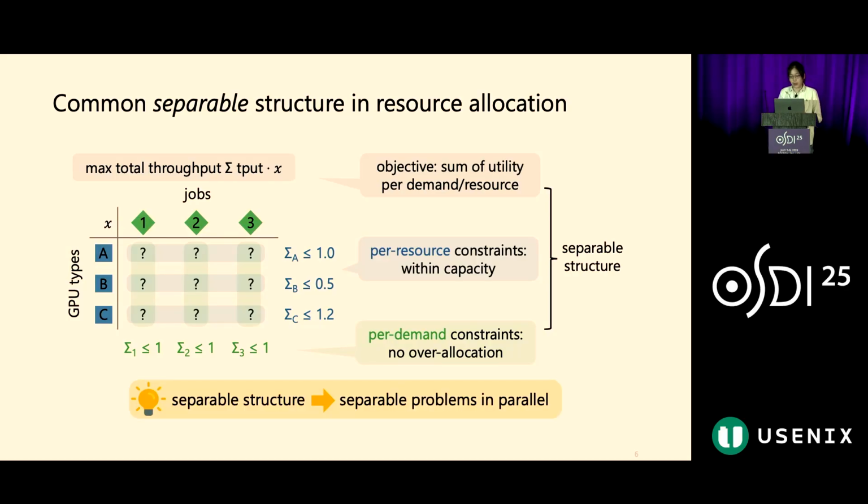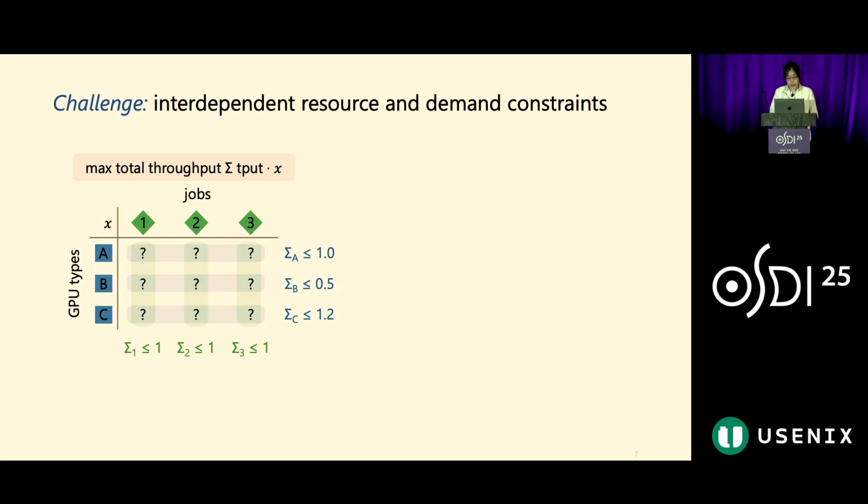This separable structure we identified naturally leads to the next question. Can we divide a large resource allocation problem into smaller problems that run in parallel? However, we cannot just separate the problem directly. The challenge is that resource and demand constraints are interdependent. These constraints are entangled across rows and columns, so one allocation affects all the others. For example, if we assign more of GPU A to job 1, then the other jobs have to receive less from GPU A. This change then propagates, further impacting other allocations.